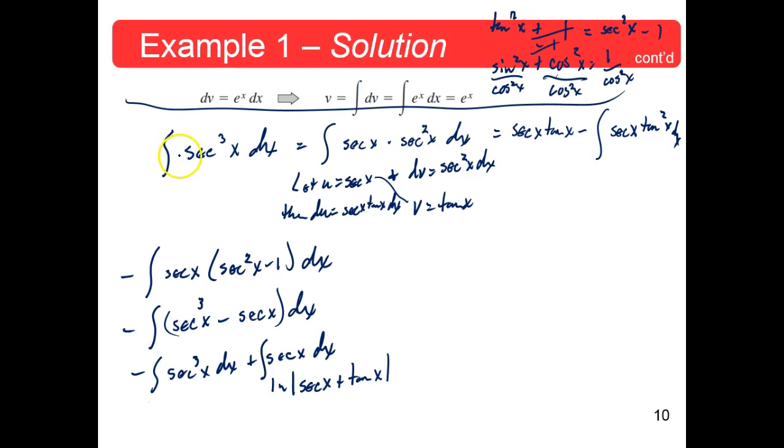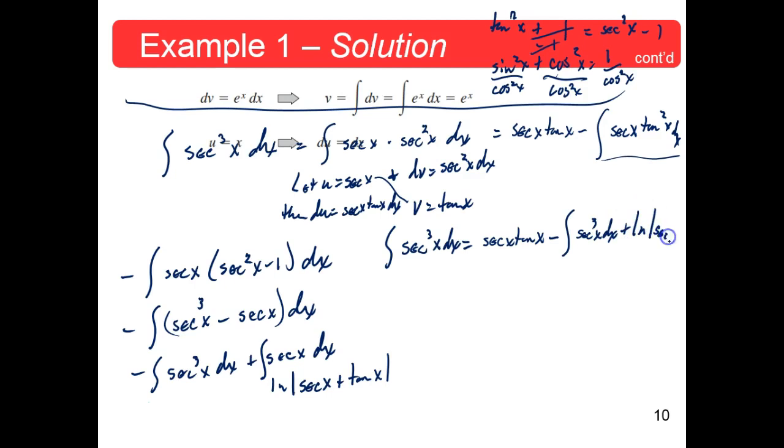All right, so here's what we started with. The integral of secant cubed x dx is equal to secant x tangent x minus the integral, and you see we came down and did this one over here, so this is minus the integral of secant cubed x dx, and then we had minus that came out a plus the log of absolute value secant x plus tangent x. Ran out of room, sorry. Okay?